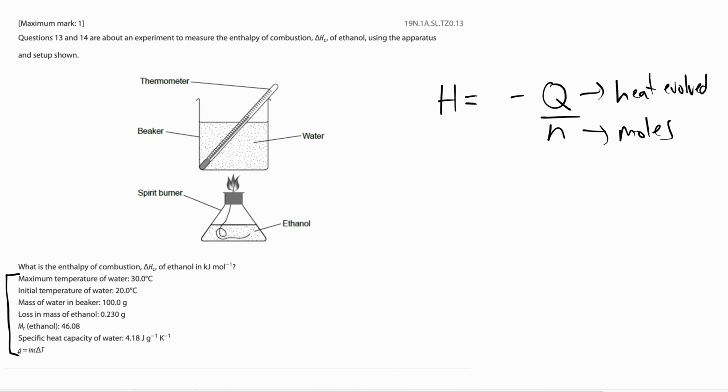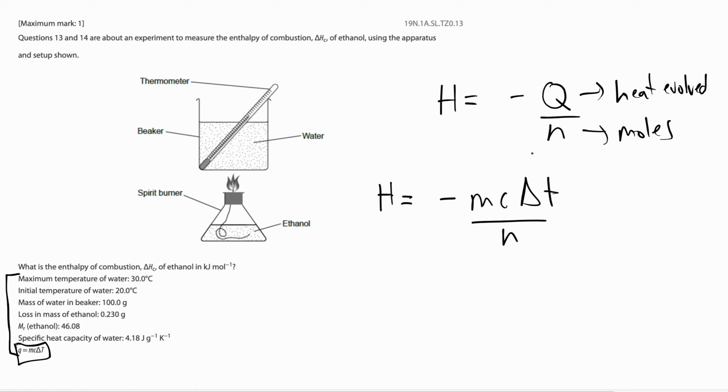Okay, they've given us this equation as well. Q is equal to MC delta T, right? So can I not substitute that formula in for Q? When I do that, I get H is equal to negative MC delta T over N. I simply just substituted the known equation for Q, and this is also in your data booklet, MC delta T.